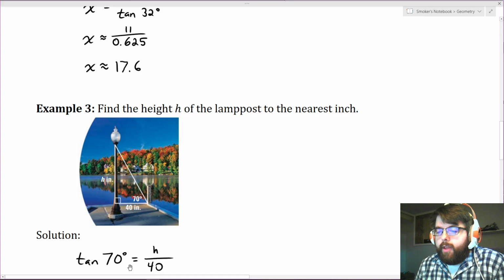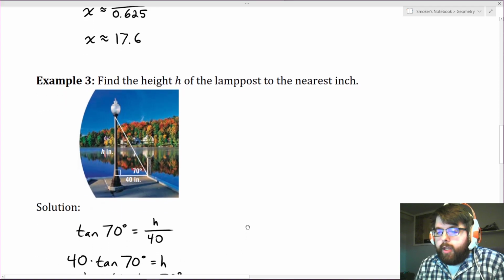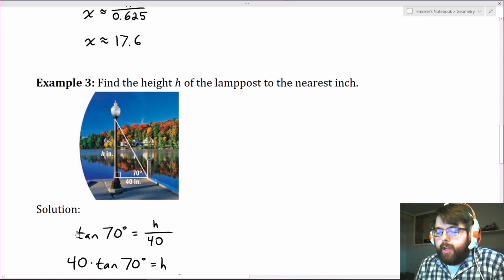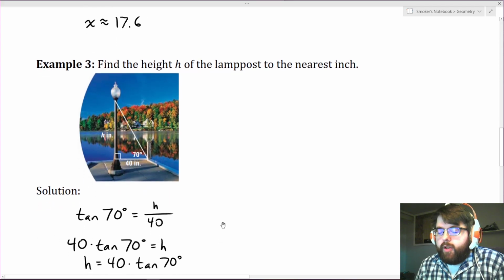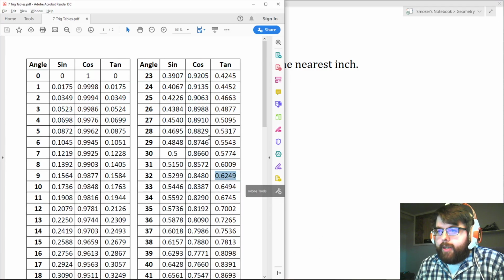In order to solve this, again, we want to isolate h. This one's a little nicer because we can just multiply both sides by 40. The 40s cancel out on this side, and the 40 goes up there. I'm just going to rearrange it, putting the h on the left. We like to have our unknowns on the left and our knowns on the right. Tangent of 70, going back to this.